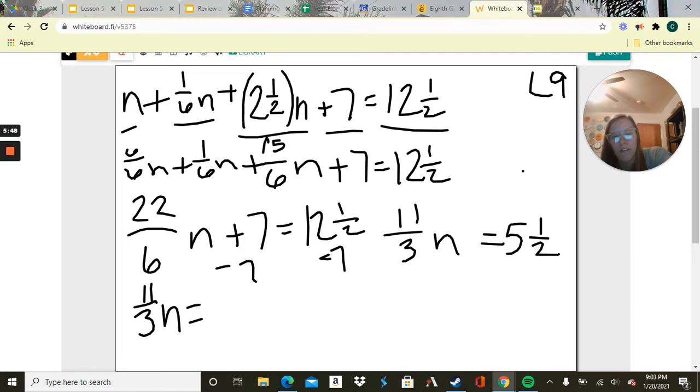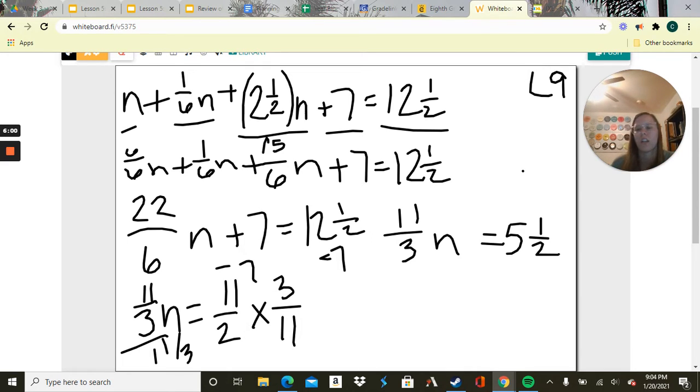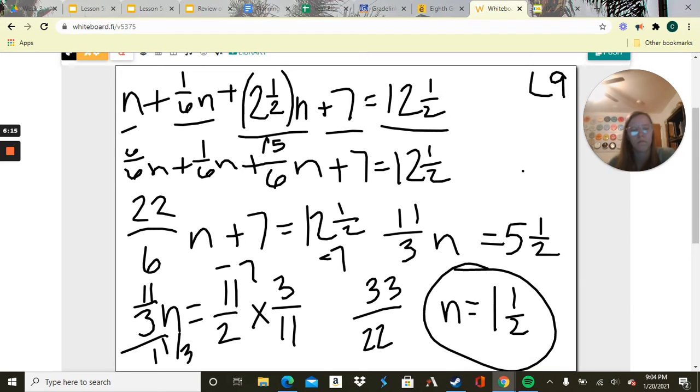And equals 5 times 2 is 10, plus 1 is 11 halves. So we're going to divide by 11 over 3, which is really multiplying times the reciprocal. So 11 times 3 over 2 times 11. So it's 33 over 22, which simplifies to 1 1/2 equals n. Okay, so that number is 1 1/2.